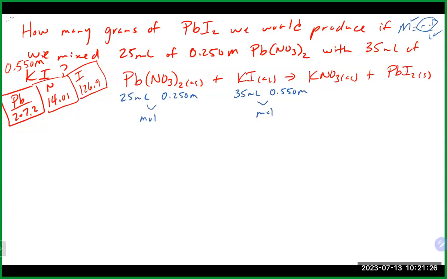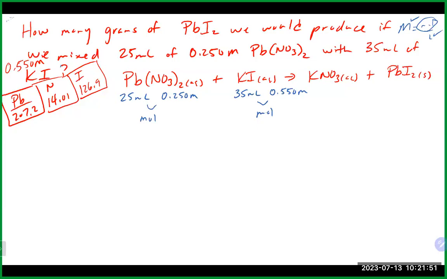Now, if this problem was different and we were only given, say, the lead II nitrate and nothing else, then it's a basic stoichiometry problem. So again, those are things you want to look for. You can still get a limiting reagent problem and a solution stoichiometry problem. So the first couple of steps are really the same. We want to make sure that the equation is balanced, which in this case it is not. So we do need to balance it.